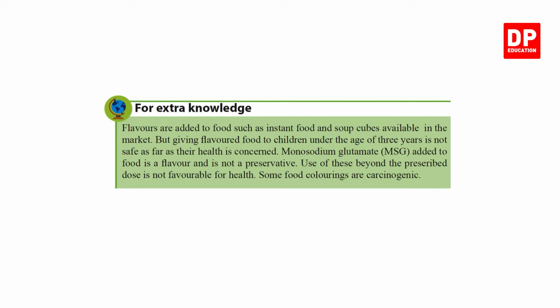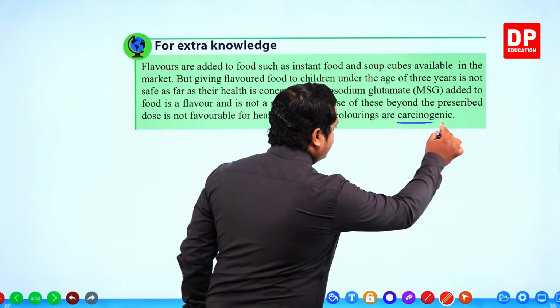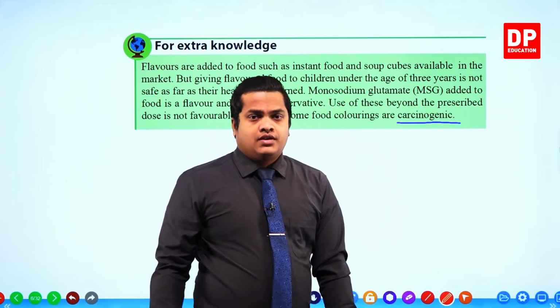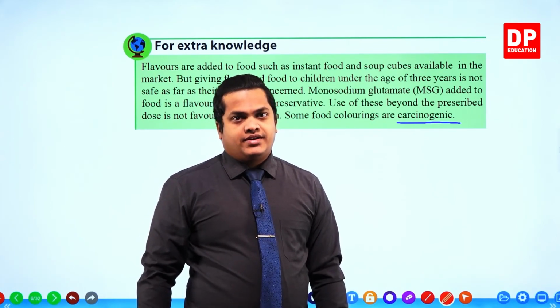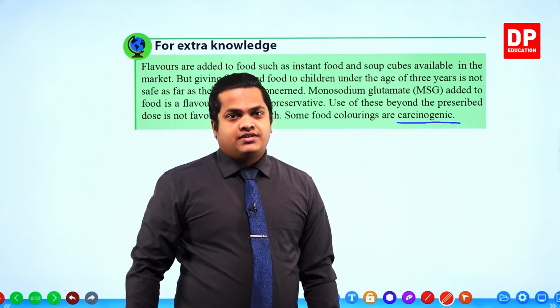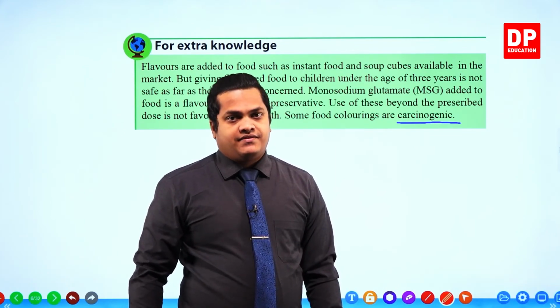Monosodium glutamate, MSG, added to food is a flavor and it is not a preservative. Use of these beyond the prescribed dose is not favorable for health, and some food colorings are carcinogenic. So what do you mean by this carcinogenic thing? It means cancer causative, right? There are some certain colorings and food preservatives which are carcinogenic or cancer causative.